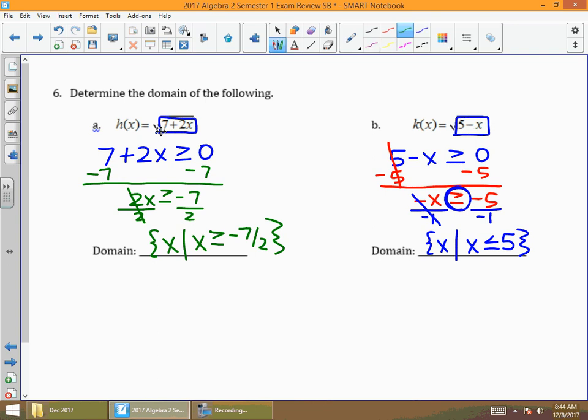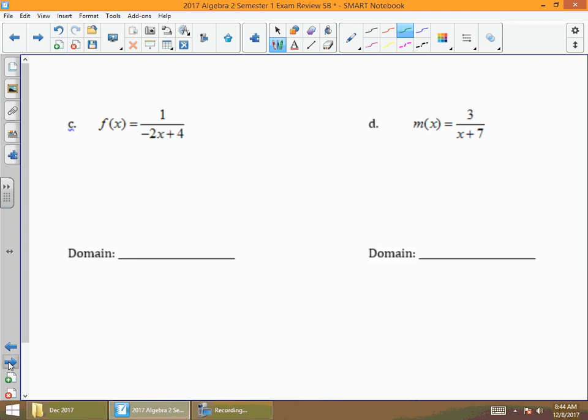And the other kinds of domain questions are where you have a rational function, which means a fraction with a variable in your denominator. So for these, you're just trying to avoid dividing by 0. So whatever is in the denominator is not allowed to equal 0, because that would give you an undefined function. So all you have to do is set whatever is in the denominator not equal to 0, and then solve for x from there.